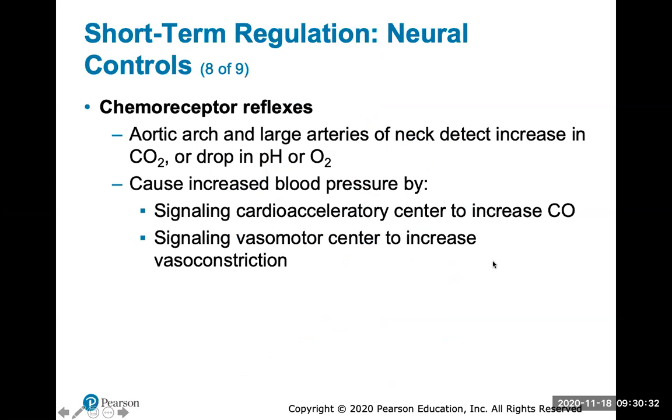The chemoreceptor reflex is found in the aortic arch and large arteries of the neck and detects a drop in pH or oxygen, or an increase in carbon dioxide. It causes an increase in blood pressure by signaling the cardioacceleratory and vasomotor center to increase vasoconstriction.